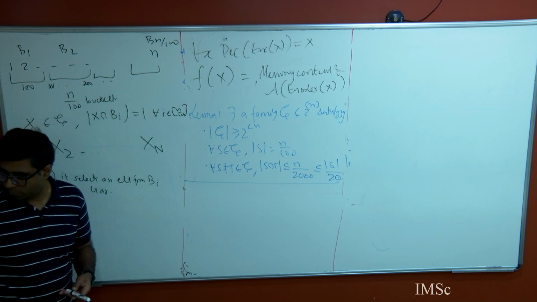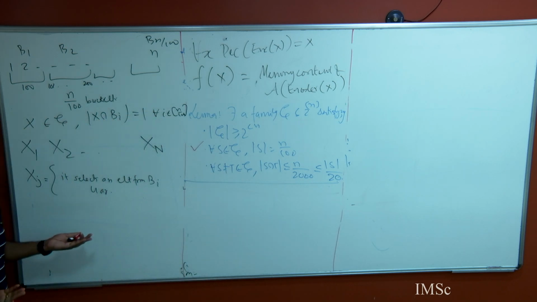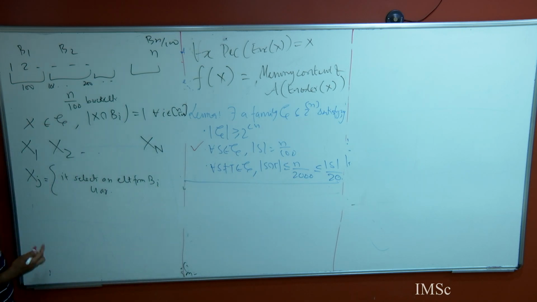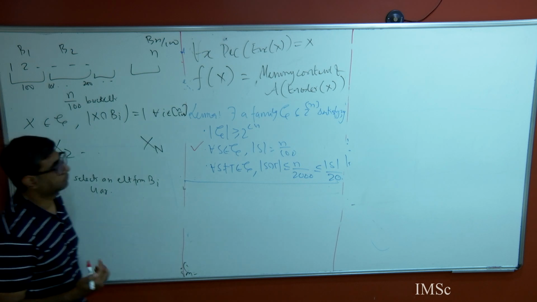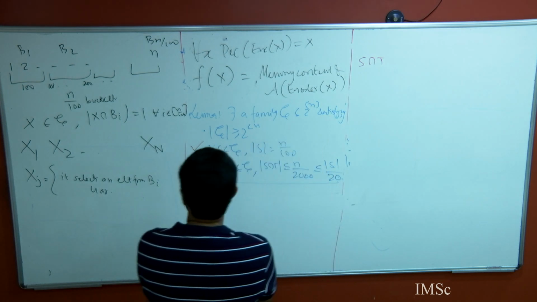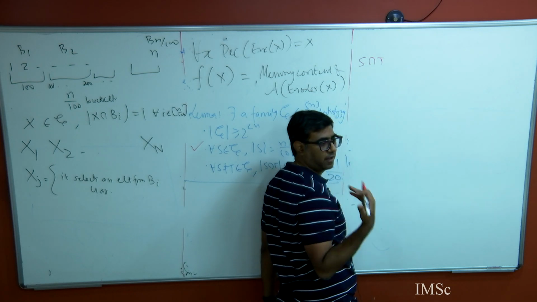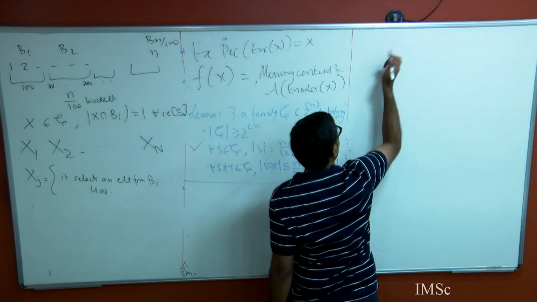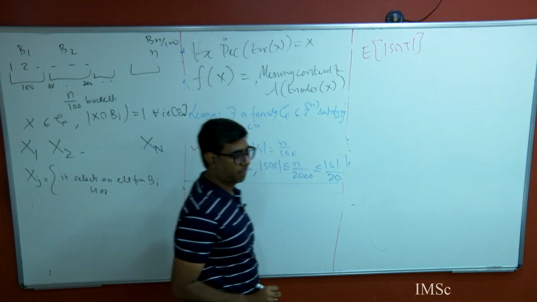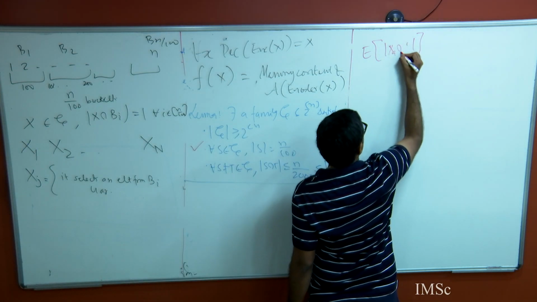So by construction, what properties are satisfied? This one is satisfied for sure because of the way we have built it. What is not satisfied is this. Let's ask ourselves: let's pick up two sets, S and T. I want to know what is the expected intersection of S intersection T. Or let's say XA intersection XB.